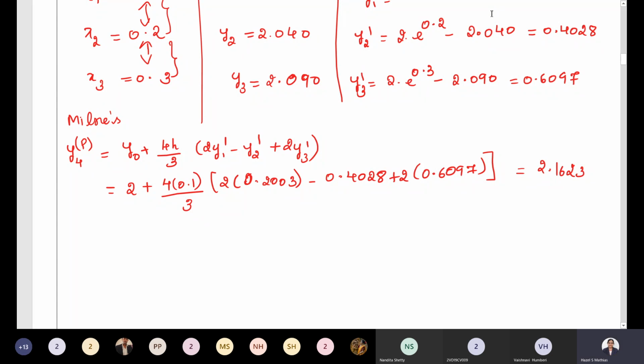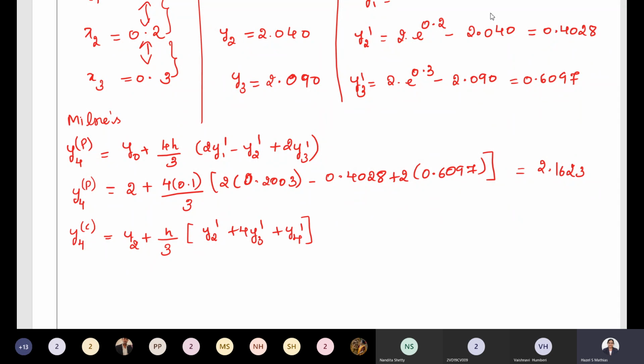Done? Okay, we'll move on to the next one. So we have found y4 power p, that is, the predicted value of y4. Now we need to apply the corrector formula. What is the corrector formula? y4 power c is equal to y2 plus h divided by 3 into y2 dash plus 4 times y3 dash plus y4 dash.